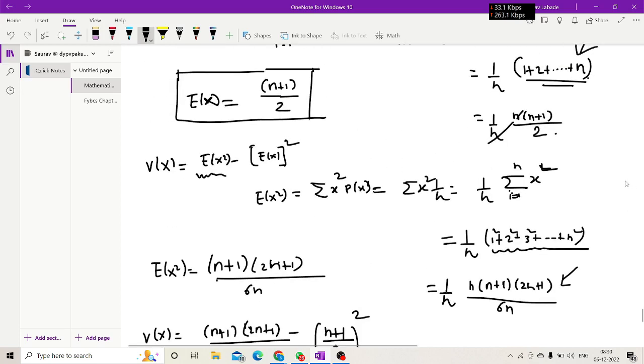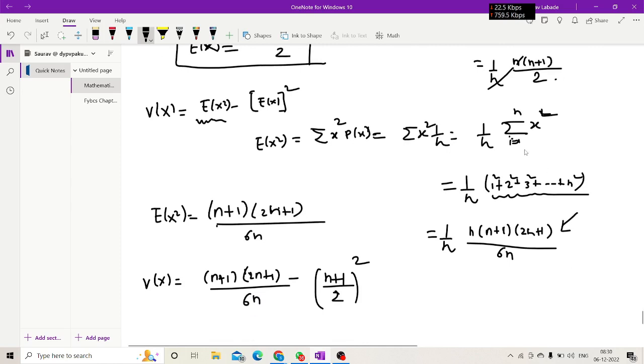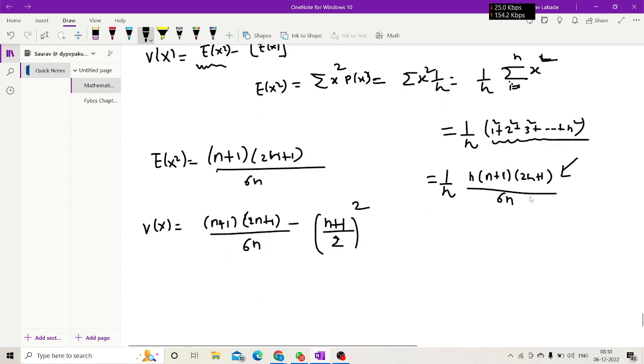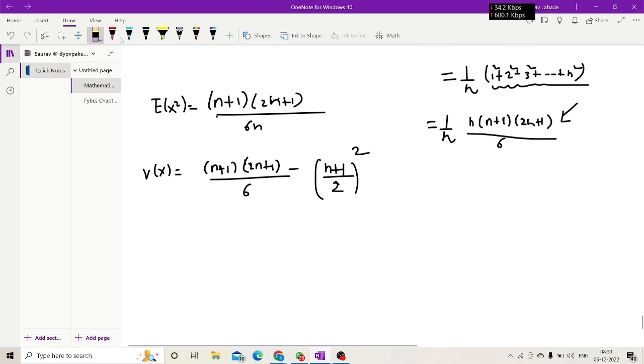Is there some mistake here? 1 upon n. Okay, actually the formula was only n into n plus 1 into 2n plus 1 divided by 6. Not n is there. Yeah, solve this now. So what will it become? This will be n plus, okay, yeah, n square minus 1. Perfect. That is the correct answer.